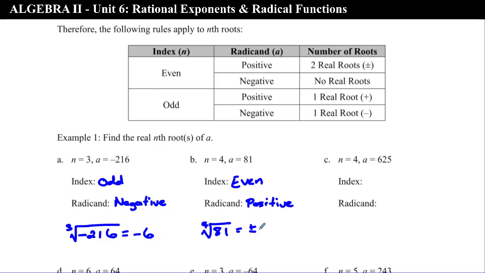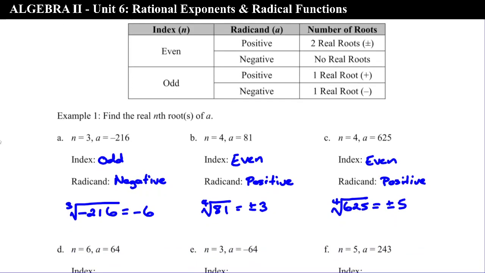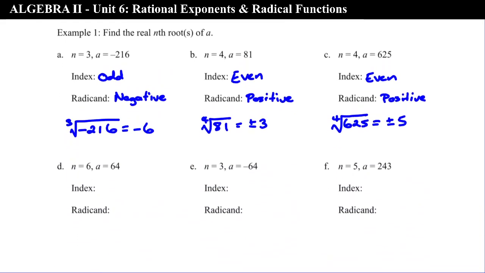So we got plus or minus 3. And then for this one, the index again is even. The radicand again is positive. So we're going to take the fourth root of 625, and that's going to give us plus or minus 5, because if you multiply 5 times 5 times 5 times 5, you'll get 625. Again, you can use your calculator to help you with this.